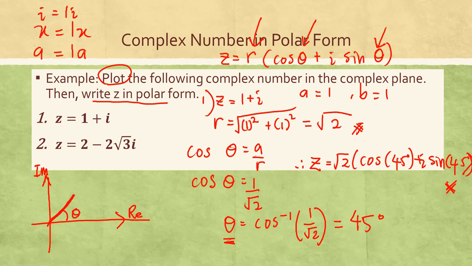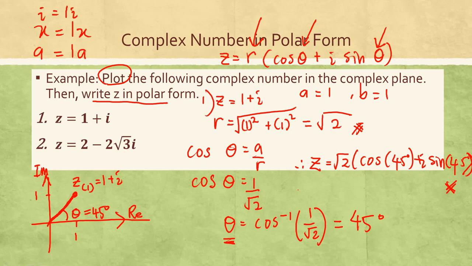Okay, this is 45 degrees. So this is number 1, which is plotted at A is 1, B also 1. You plot nicely, Z is 1 plus i. So in polar form you will get square root 2 cos 45 plus i sin 45. Sorry, accidentally I put a negative, that's why my answer was wrong.